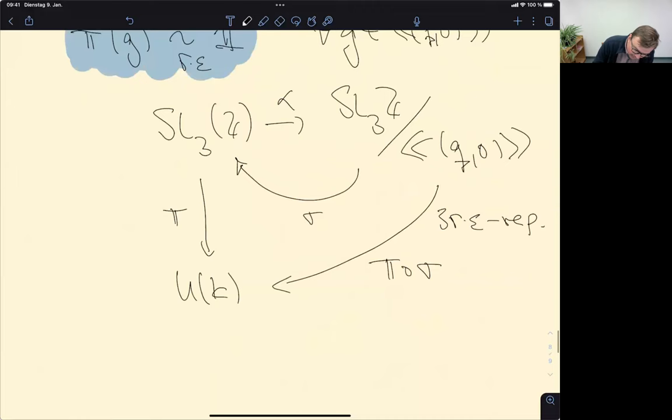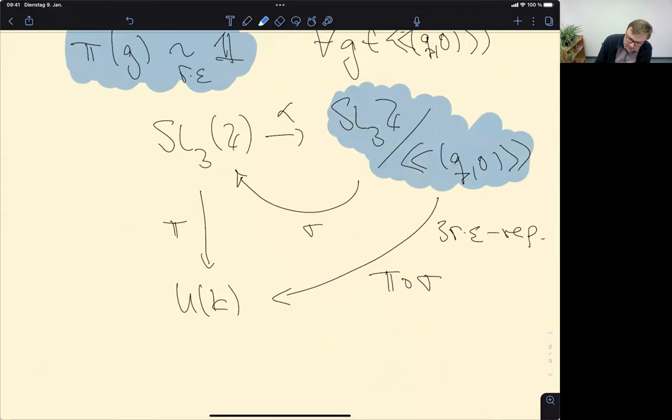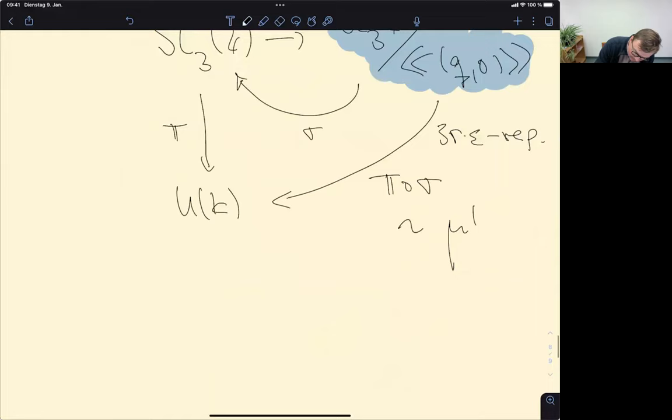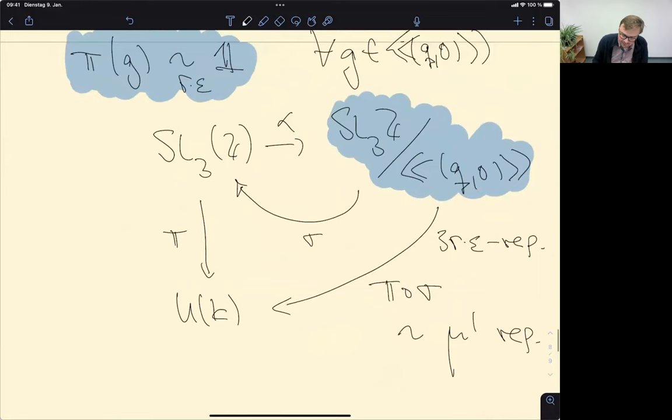But now what helps us is that this group, this quotient group, is finite. So in particular, it's amenable. So we can actually find a representation, call it mu prime, an actual representation which is close to pi composed with sigma. And so if you take all that together, then pi is close to pi composed with sigma, and this is close to mu prime. So you have shown that pi is close to a representation. And that's the idea of the proof.